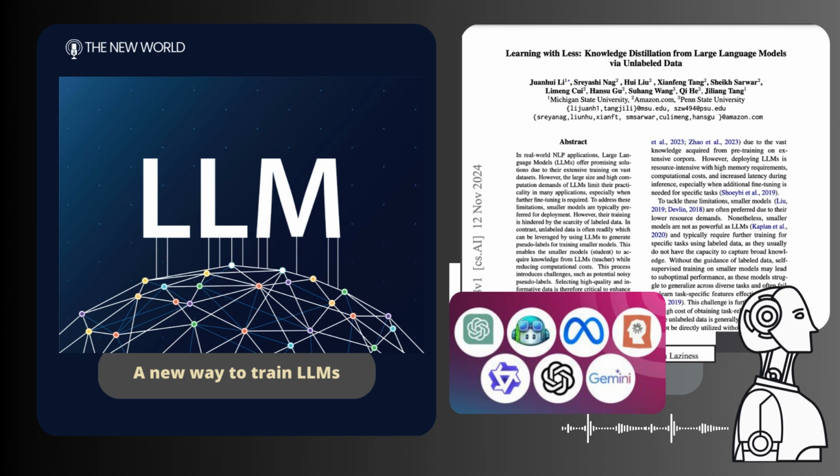Exactly. The traditional approach to knowledge distillation relies heavily on labeled data, which can be expensive and time-consuming to obtain. But this research found a way to bypass that, right? Yes, they've figured out how to use unlabeled data effectively. It's a bit like learning by observing an expert at work, picking up their techniques and insights through their actions rather than explicit instructions. That's fascinating, but how do you teach a model using data it can't even understand?